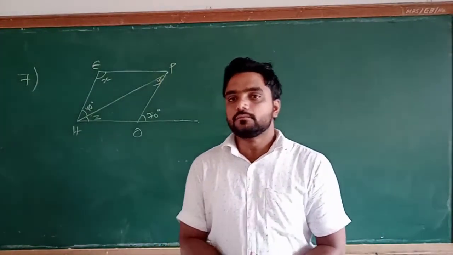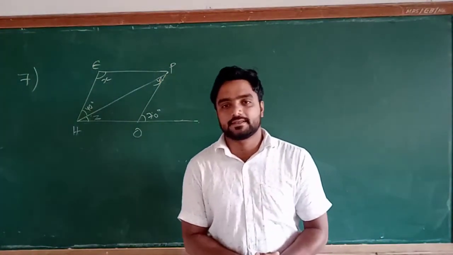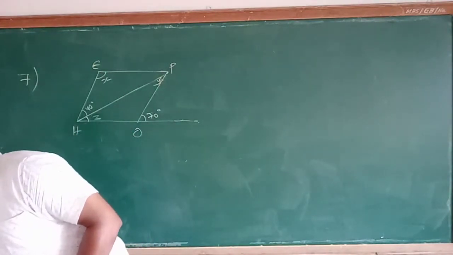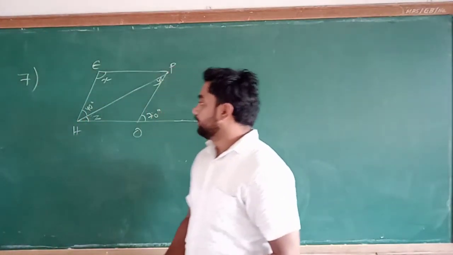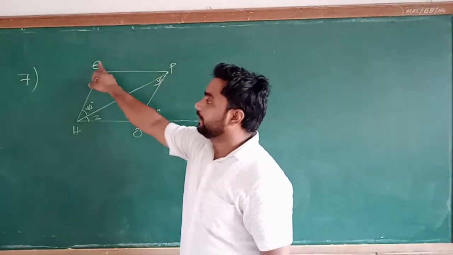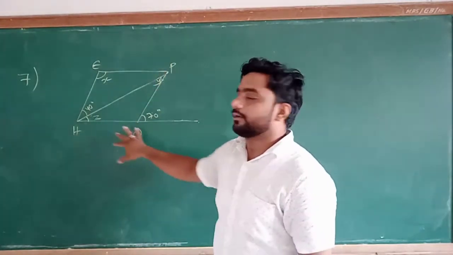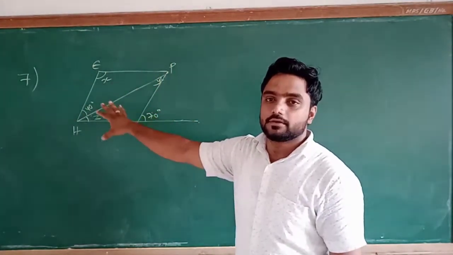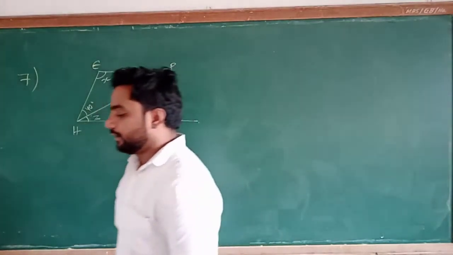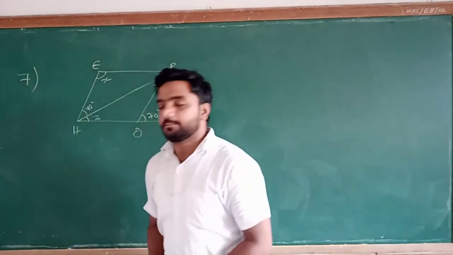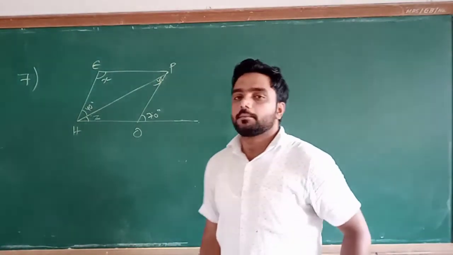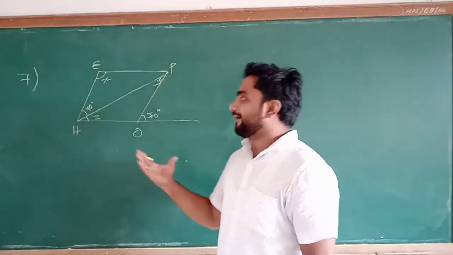Now today we will proceed with our seventh question of exercise 3.3. Now in the seventh question, what is given to you? The figure given to you is of parallelogram HOPE. In this figure of a parallelogram, you have to find the measure of the angles X, Y, and Z on the basis of the properties of a parallelogram. यहाँ आपको parallelogram की properties use करके angle find करना है.